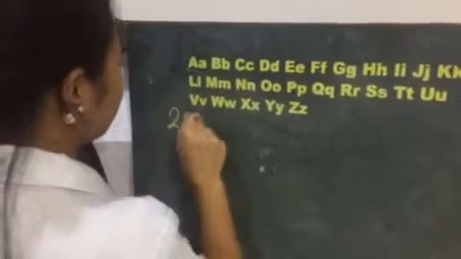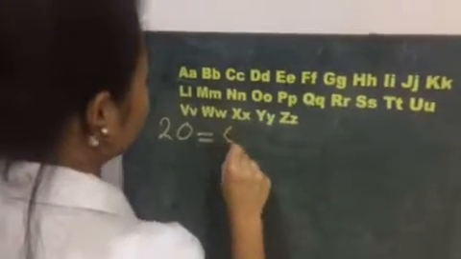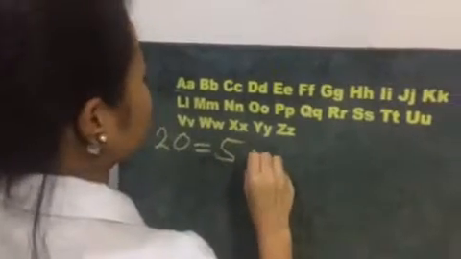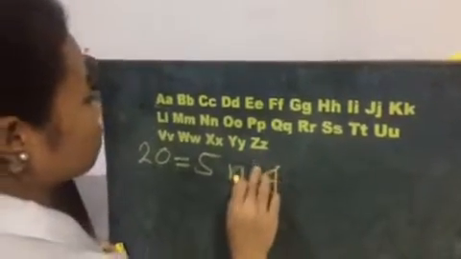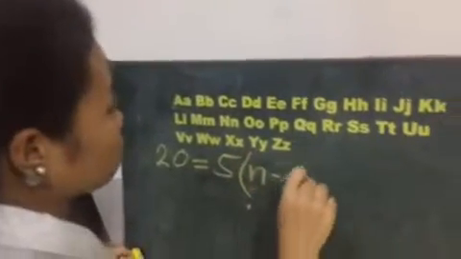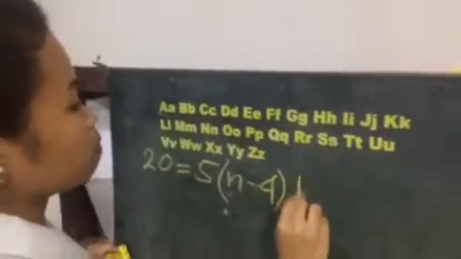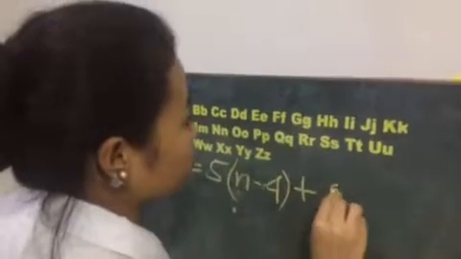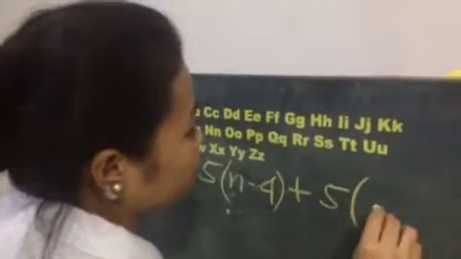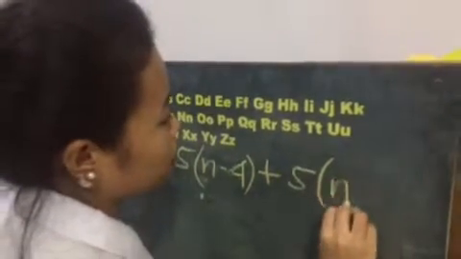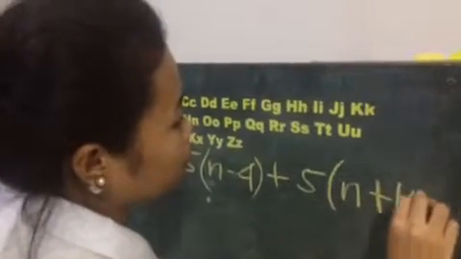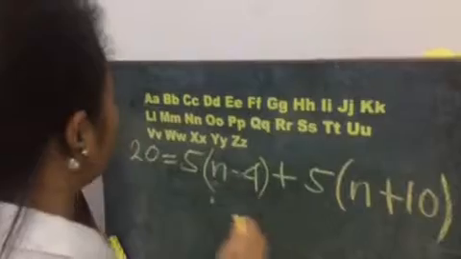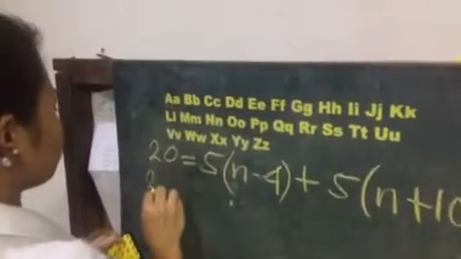So now, let's have another example. 20 is equal to 5(n - 4) + 5(n + 10). So in this equation, we can apply the distributive property.